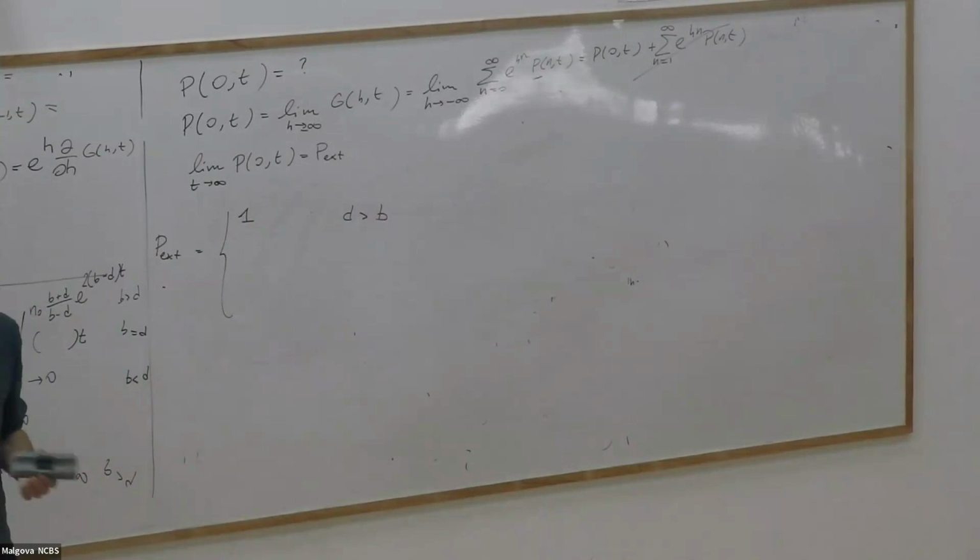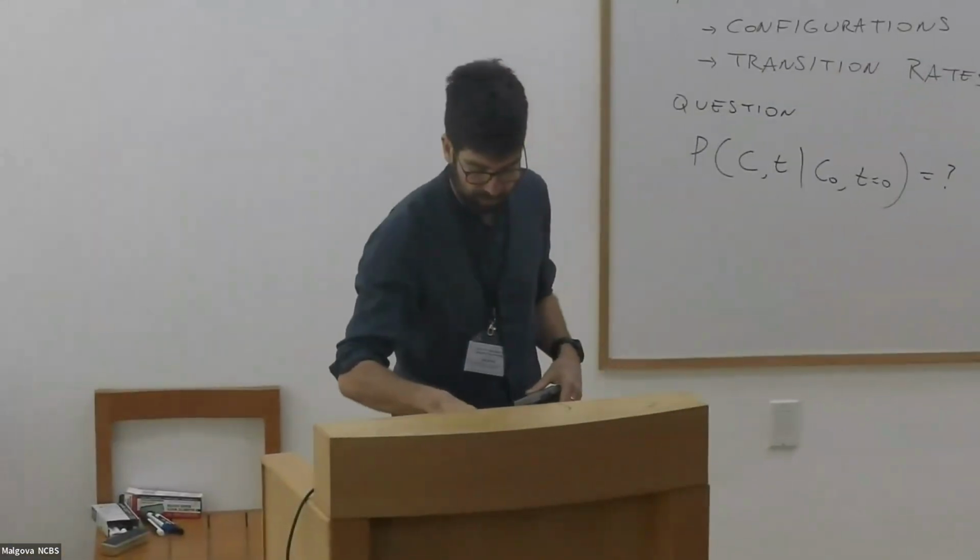Why? Because you see this in the moments, right? What happens is that the mean is going to 0 and the variance is going to 0, because basically with probability 1, we are going to be equal to 0. So mean and variance are both going to be equal to 0.